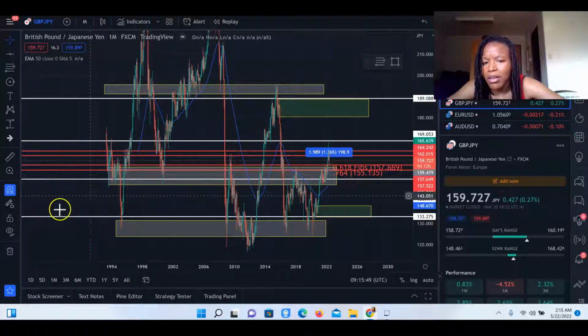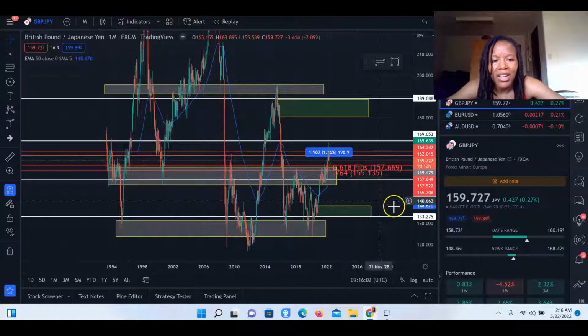Right here, I look for demand. Right here, I'm looking for supply. And right here, in the third quadrant, it's like a no man's land. So that's what I'm looking at. I know it's a lot going on, guys, but just bear with me.